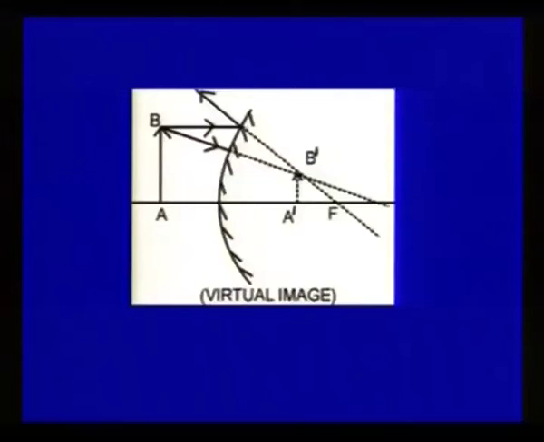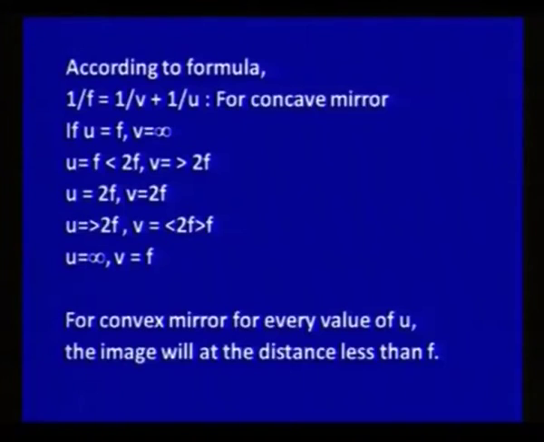Similarly, in a convex mirror, wherever the object is placed, its image is always formed between F and P, smaller in size and virtual. Here we can use the formula 1 upon f is equal to 1 upon v plus 1 upon u to find the position of the image.